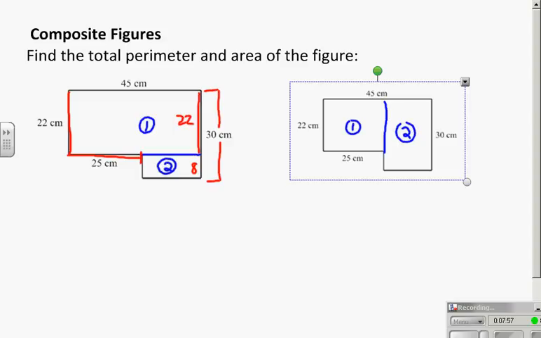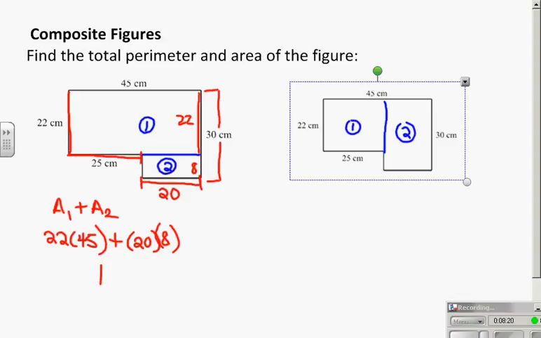In the same way, if it is 25 to this point and 45 to the other, that means from here to here is really 20 units. So now I have my area 1 plus area 2. So I have 22 times 45 for area 1 plus 20 times 8 for area 2, and I come up with 1,550 units squared.